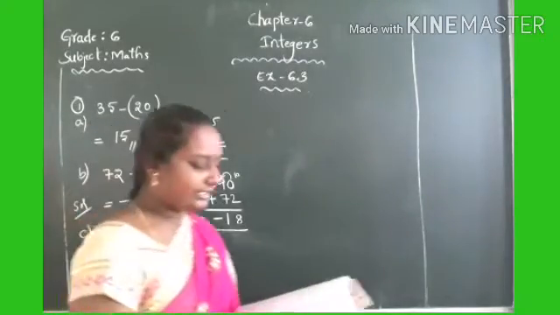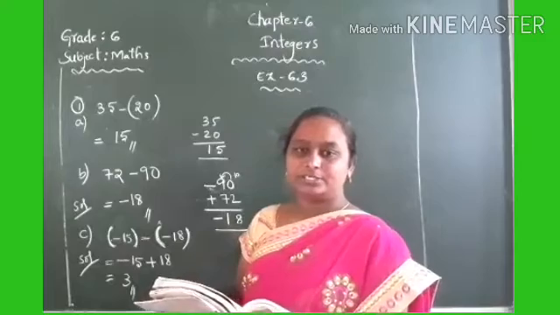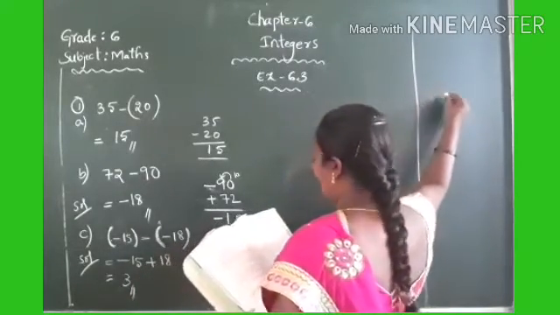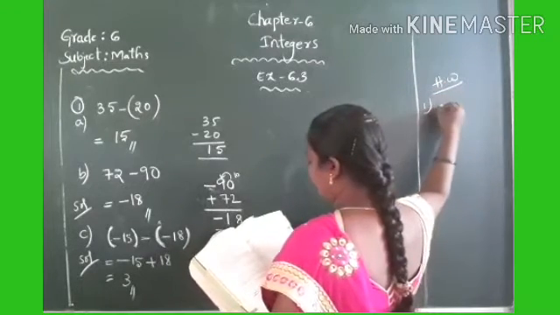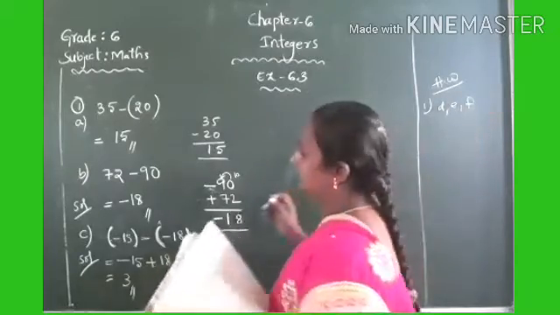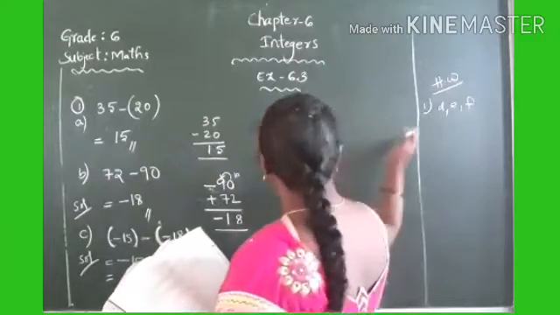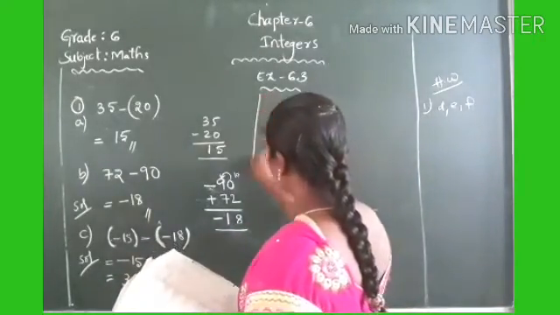Right, children. Next, D, E, F. These are the same. You have to do them yourself. So in the first one, D, E, F, use this method and find the problems. Right. Second one.